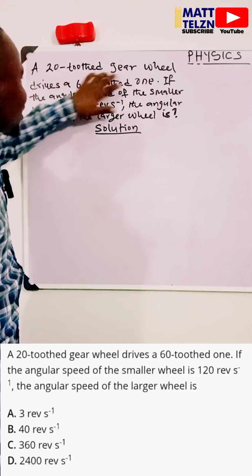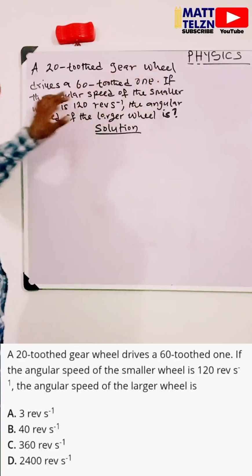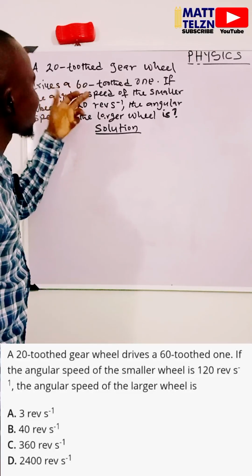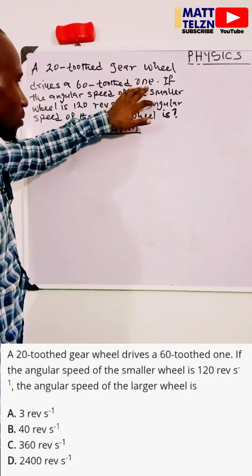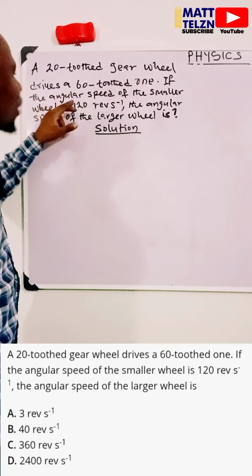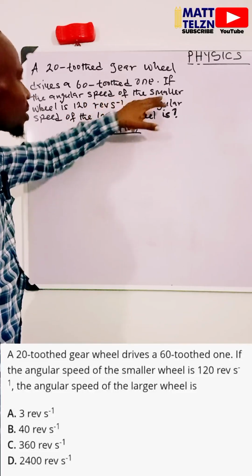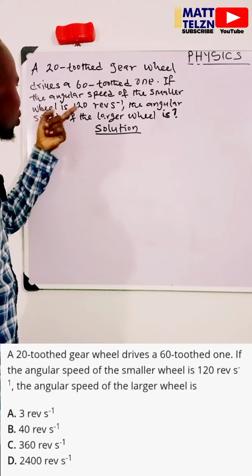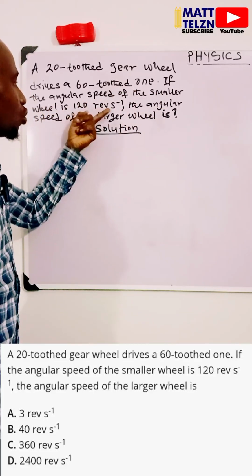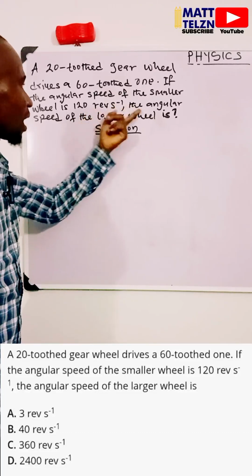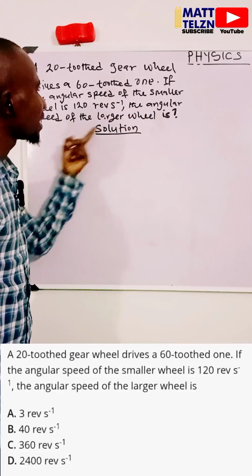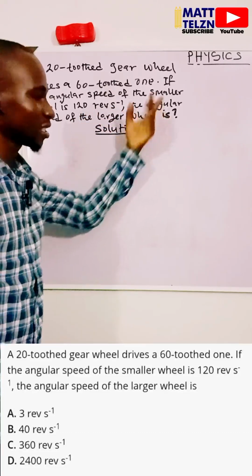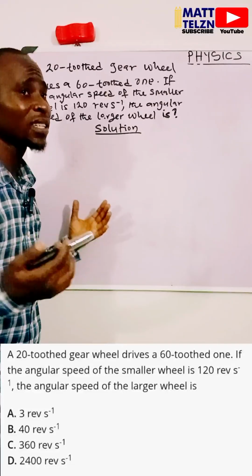A 20-toothed gear wheel drives a 60-toothed one. If the angular speed of the smaller wheel is 120 revolutions per second, the angular speed of the larger wheel is... Now, you need to understand this question.